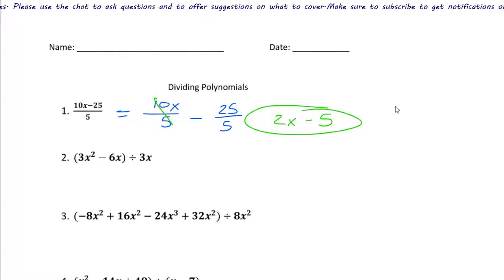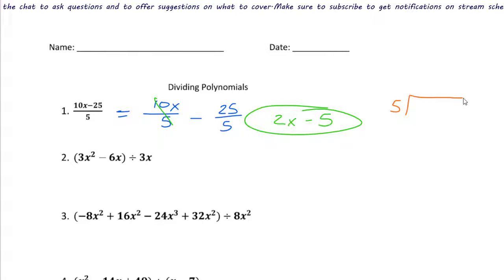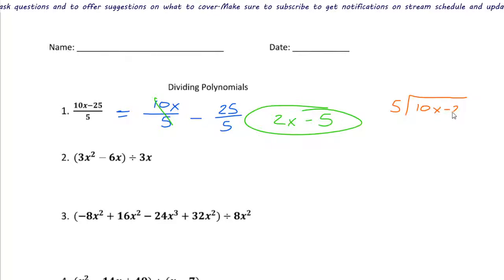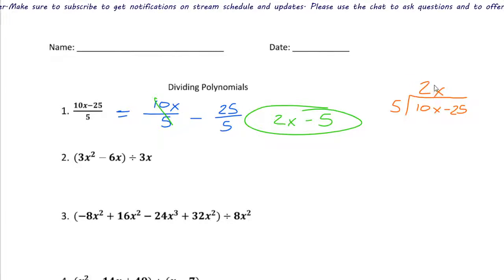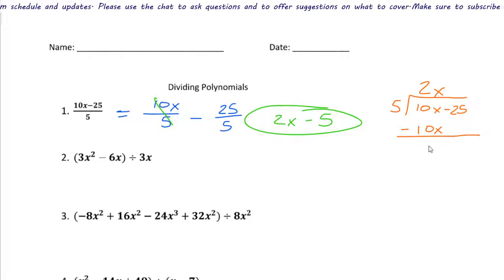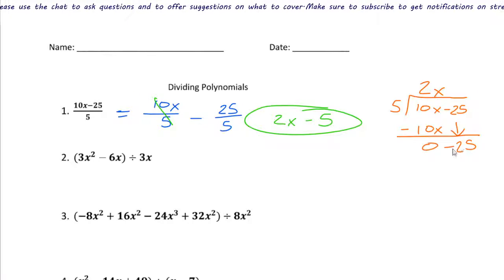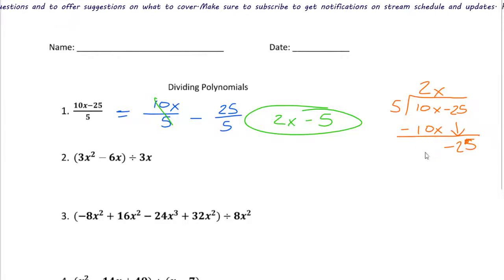So to write that, you're going to have 5 divided by 10x minus 25. You have to think to yourself, what do I need to multiply 5 by to get to 10x? And that's going to be 2x. So 2x times 5 is going to be 10x. We're going to subtract that. So you're left with 0, there's nothing here. And bring down whatever is left, so minus 25. And since this is just 0, I'm going to go ahead and erase that.